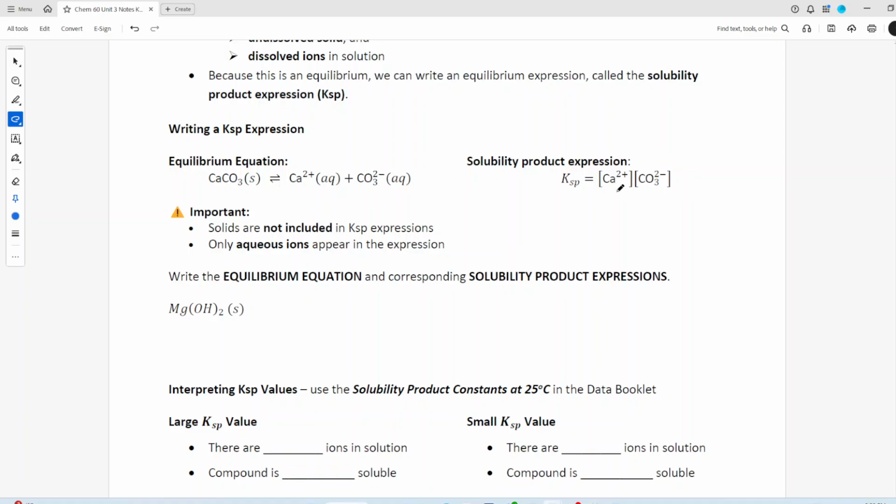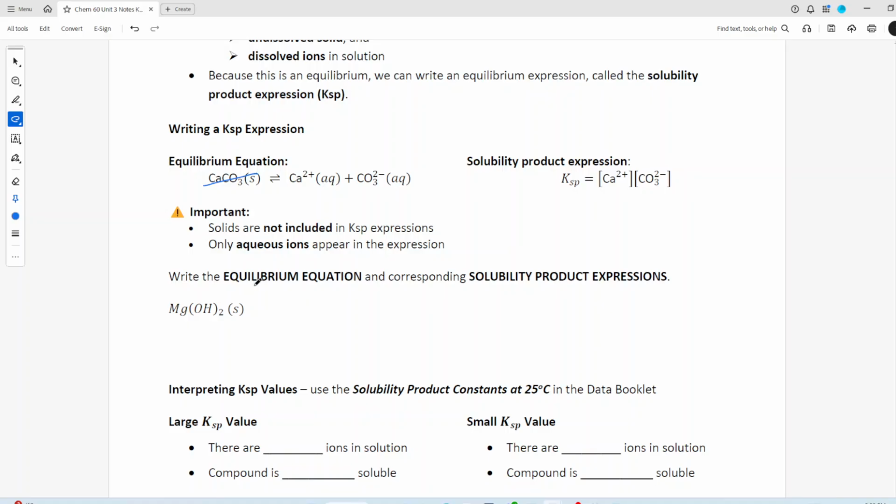So we've got calcium times carbonate, but you'll notice I didn't put it over the reactants. Why? Because my reactant is a solid, and solids are not included in KSP expressions, only aqueous species. Why? Because the concentration of the solid cannot be changed, right? These are the same rules that we learned in Unit 2, but just applied in Unit 3.